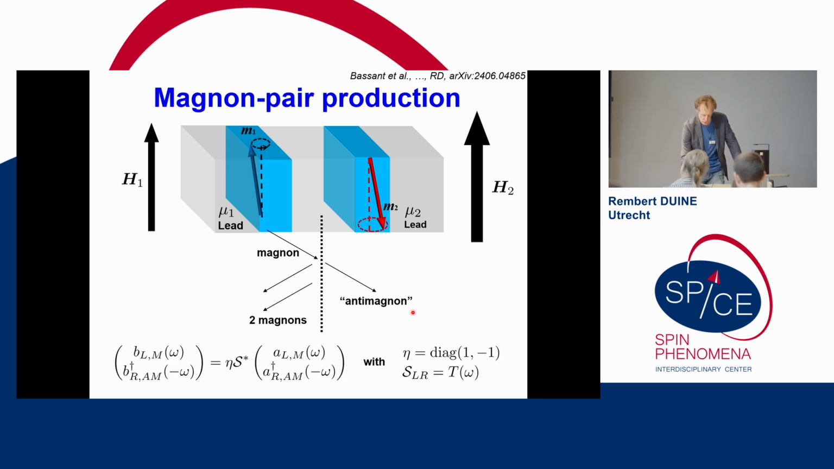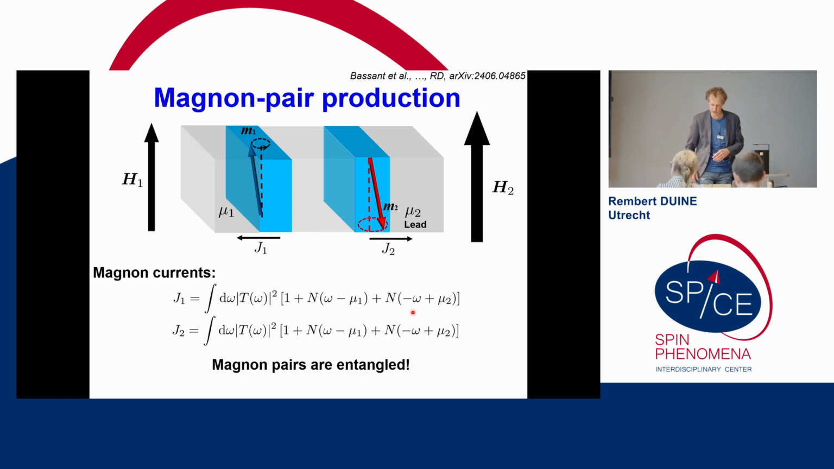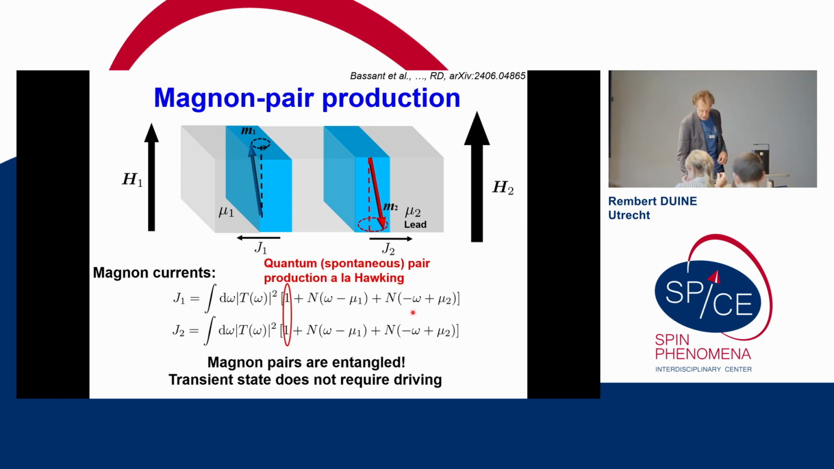Now, if you look at this quantum mechanically, these are the expressions for the spin current that's emitted into the reservoirs. You get a contribution to the spin current that's due to spontaneous pair production processes, which is this one here, and that is exactly like a pair production process of the type that Hawking described near black hole horizons, and these magnon pairs that are being emitted at this interface in this non-equilibrium situation are entangled.